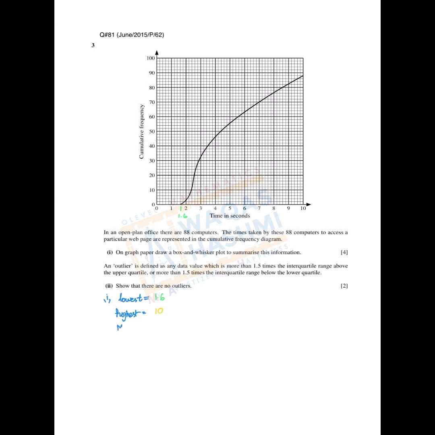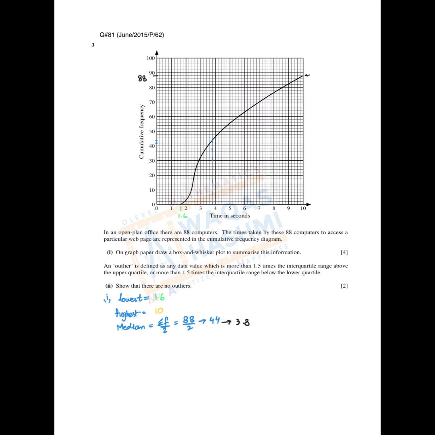Now we need to find out the median. And median is what on CF? Median is basically n divided by 2. What is the value of n we have? N is your highest frequency, and the value for n we have is 88. So n for CF is the summation of frequency, or you can say total frequency. So that is 88 divided by 2, which leads to 44. You need to find out the value at 44. That value is the median, and it is equal to 3.8.